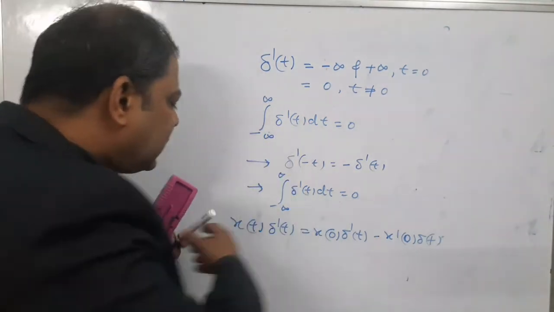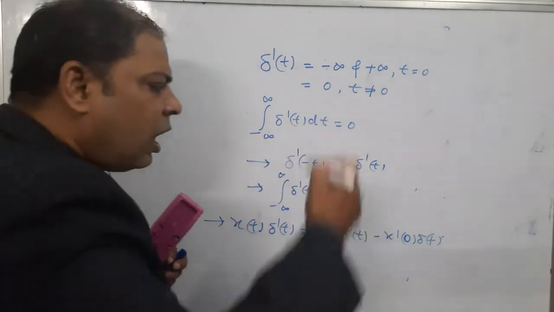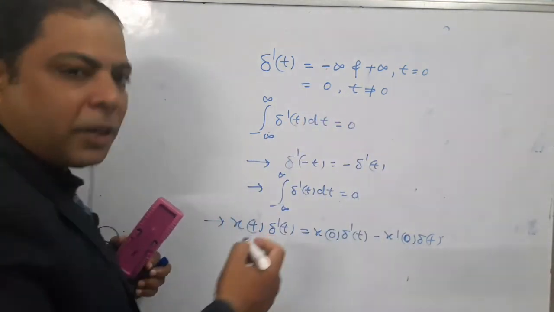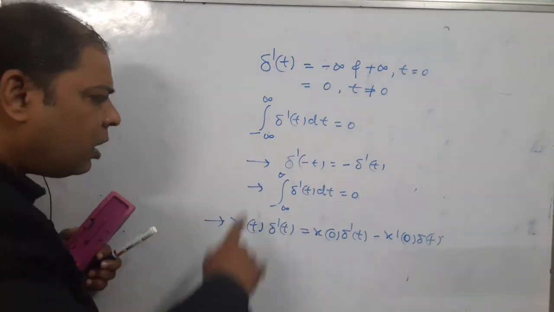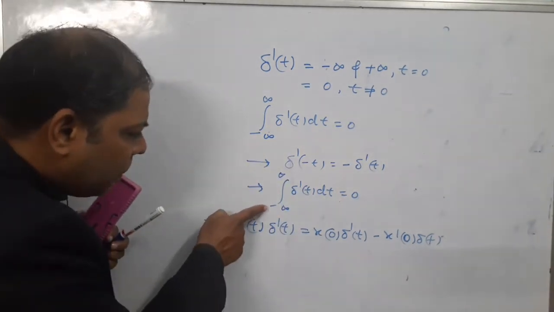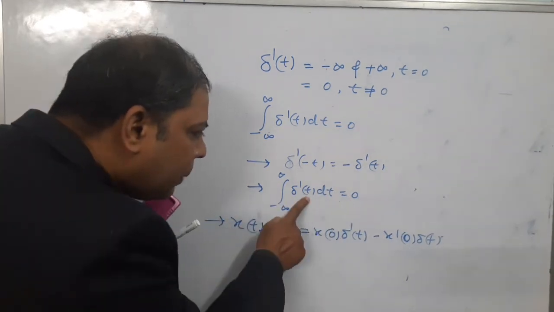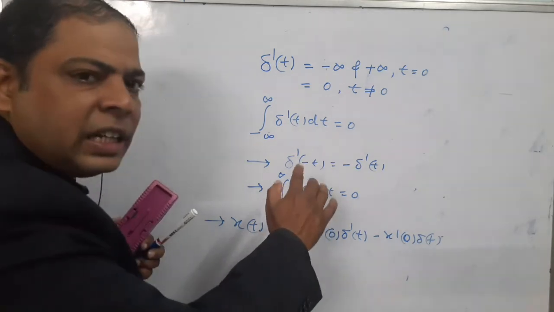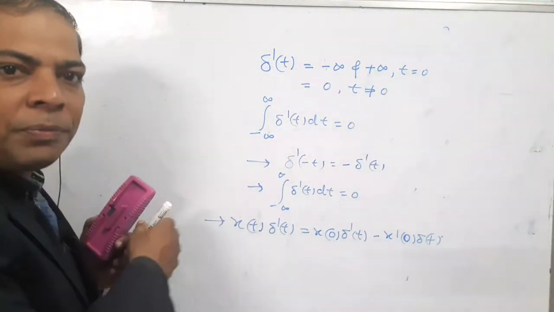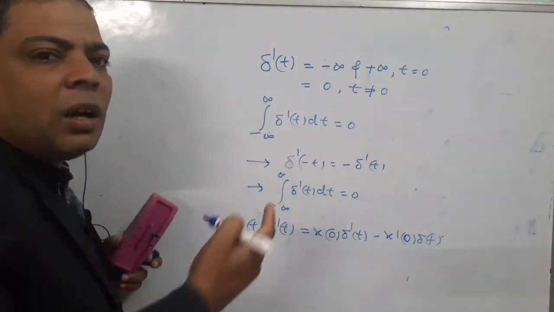Okay. So these three properties I have discussed. Now let me extend other properties of this doublet function. One of the most important things is that the integral from minus infinity to infinity of δ'(t) dt is equal to 0. In place of t, if you use t minus t0, suppose this δ'(t) is right shifted to t0, then what will this integration result?